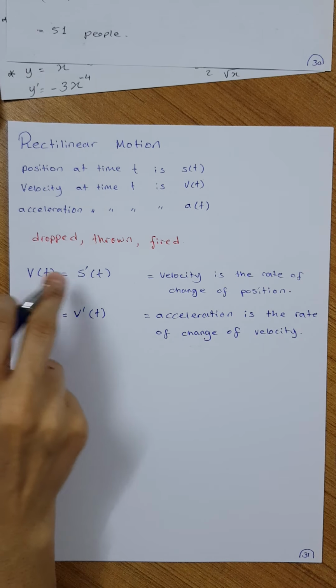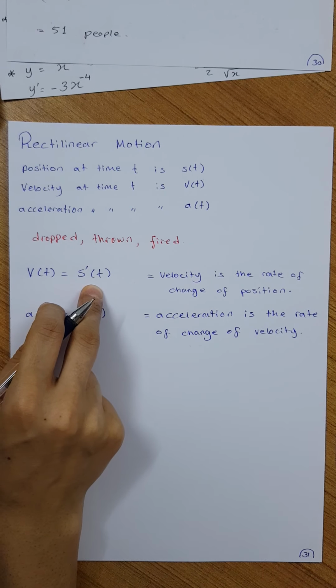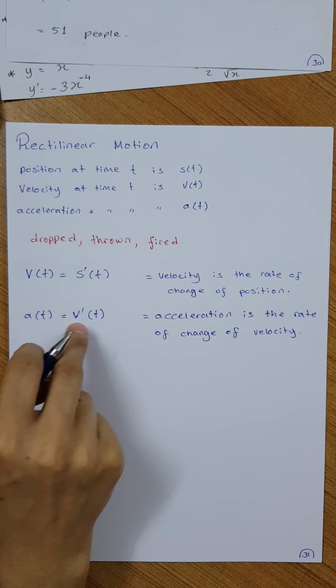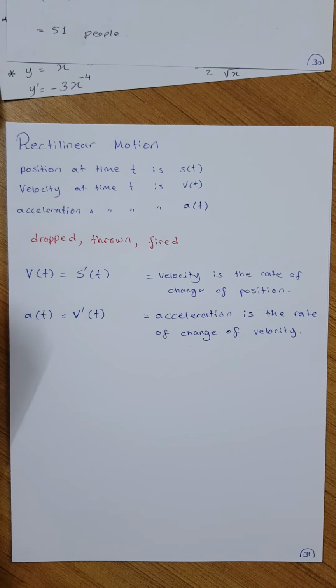So velocity is rate of change of position, so we are taking the derivative of the position and we will get velocity. And acceleration, if it is required from you, we are taking the derivative of the velocity and that will give you the acceleration of that function.